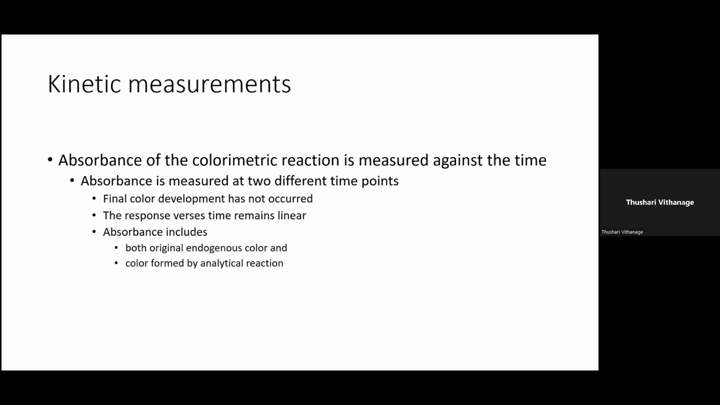Now we talk about kinetic measurements. The absorbance of a colorimetric reaction is measured against time. Absorbance is measured at two different time points, while final color development has not occurred and the response versus time remains linear. And the absorbance includes both the original endogenous color and the color formed by the analytical reaction.